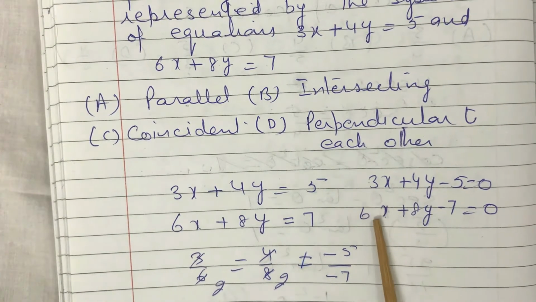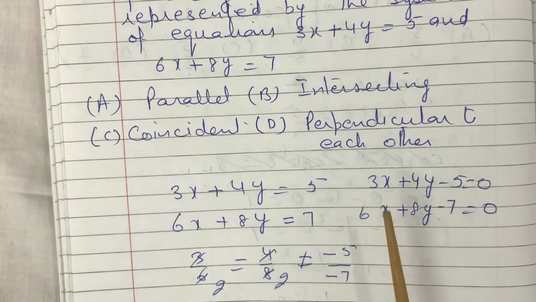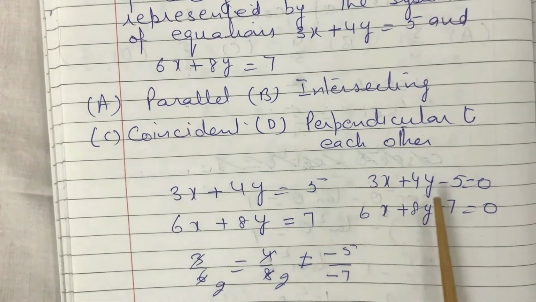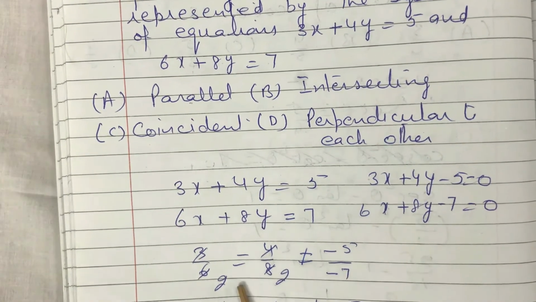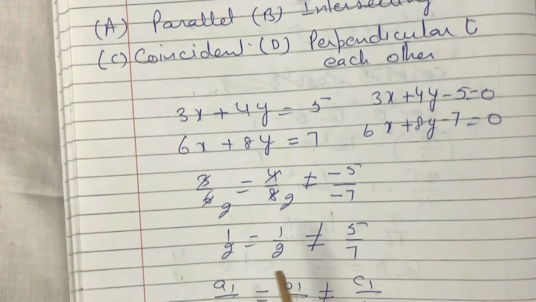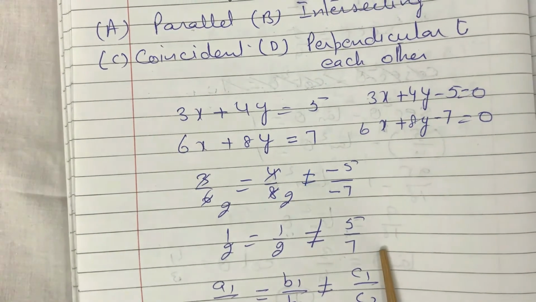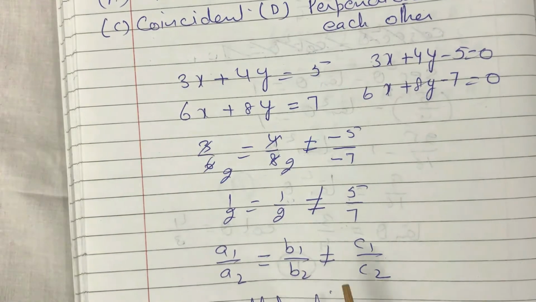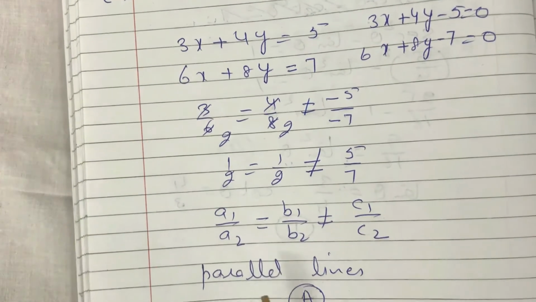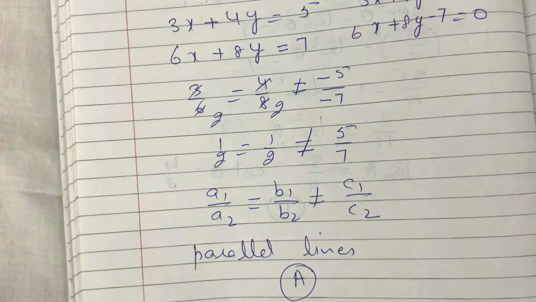Now this is A1, this is A2, this is B1, this is B2, this is C1, this is C2. Now here A1 by A2 is equal to B1 by B2 is not equal to C1 by C2. This is what I have written here. Now here 1 by 2 is equal to 1 by 2 is not equal to 5 by 7. It means we have A1 by A2 is equal to B1 by B2 is not equal to C1 by C2. And this is a condition of parallel lines. So A is the option.